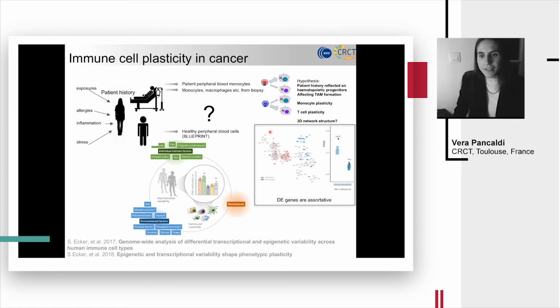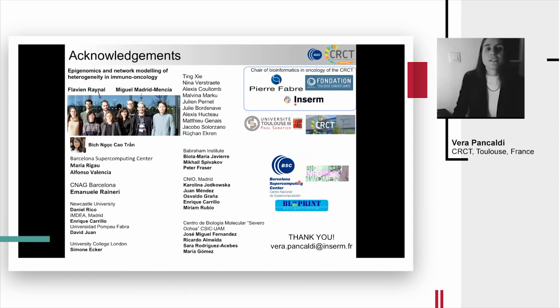So obviously, the way we plan to do it is to look at the 3D network structure of these cells, and we have some preliminary data that genes that are differentially expressed between these different types of cells that actually produce the resistance in the cancer are assortative in the respective chromatin structures for the cell type.